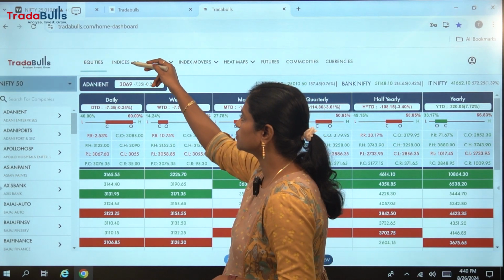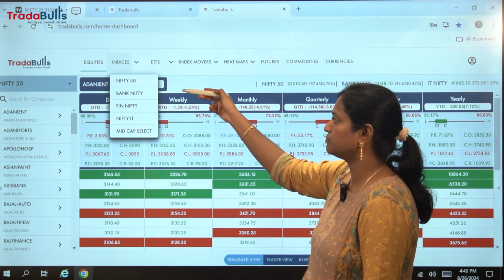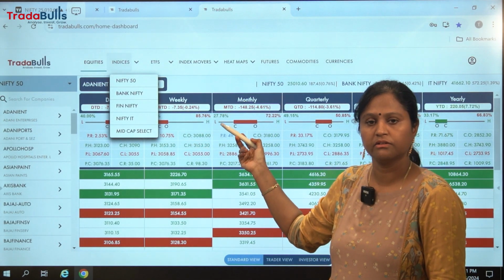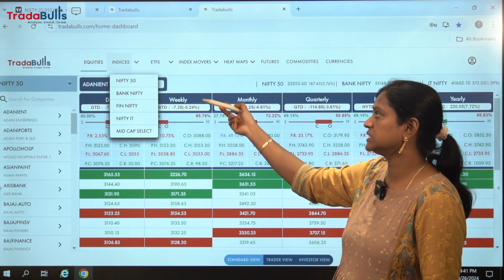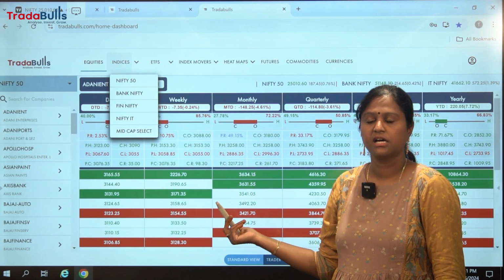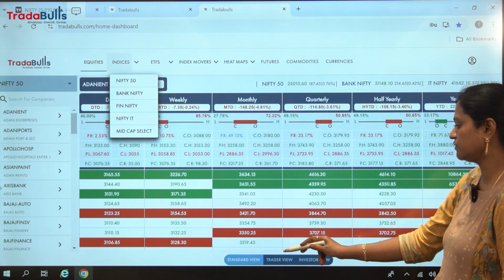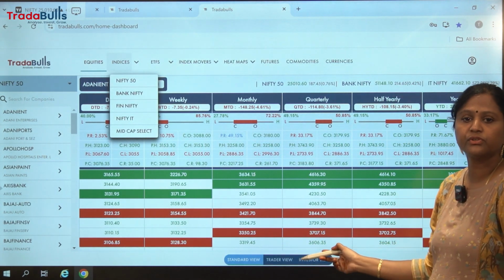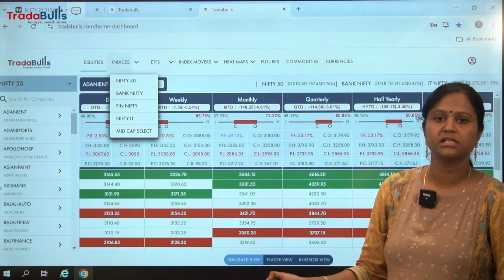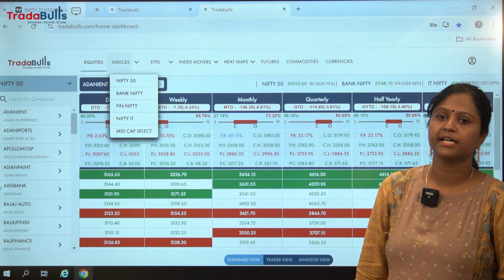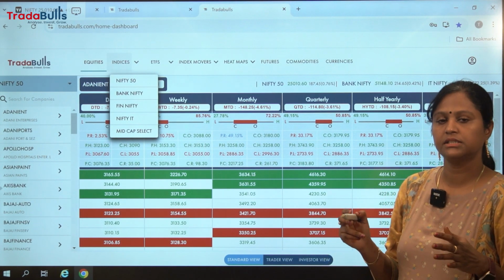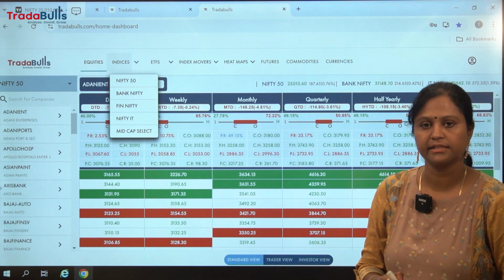In indices, we are showing you the different indices: Nifty 50, Banknifty, Finnifty, Nifty IT and Midcap Select. These are the major indices we are representing here. In each of the indices, you will be able to see the data analysis page with the data points. Here we also have different views: standard view, trader view and investor view. Traders basically trade on daily, weekly and monthly timeframes, whereas investors trade on quarterly, half yearly and yearly. Based on that, users can take the right decision accordingly.